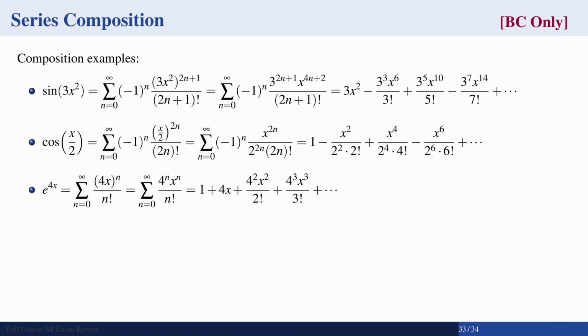So here on this slide, I have sine of 3x squared, I have cosine of x over 2, and I have e to the 4x. Definitely take a look at those. I'm just going to let you screenshot that and think about it. I'm going to move on to the next topic.